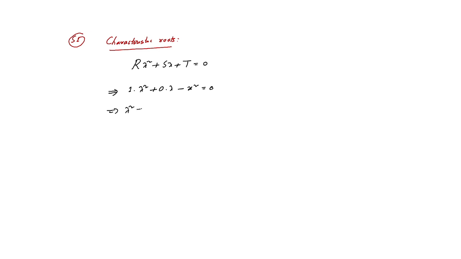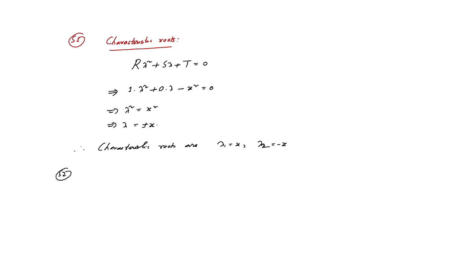So that means lambda square equals x square. So that implies lambda equals plus minus x. Okay, so these are the characteristic roots. So therefore the characteristic roots are lambda 1 equals x and lambda 2 equals minus x.